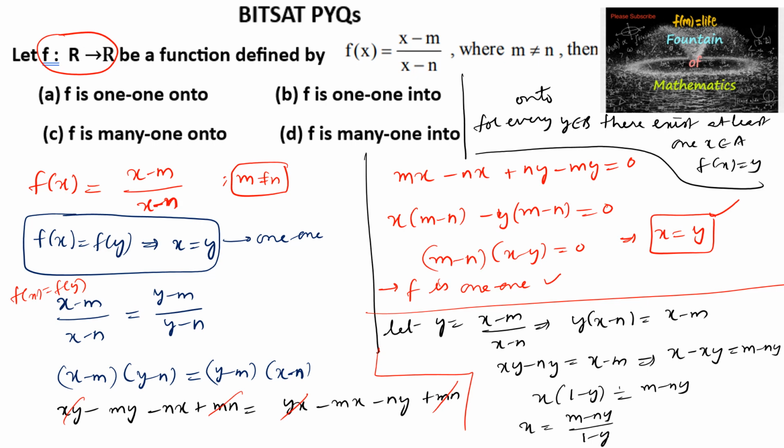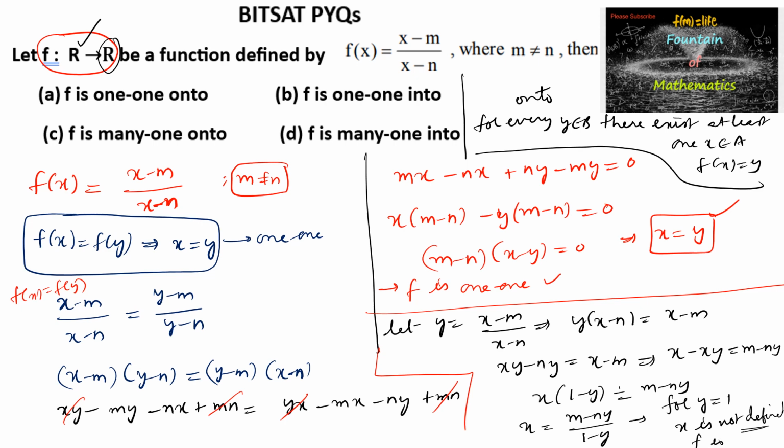So clearly we can say that for y is equal to 1, x is not defined. Since it is given that x is a real number and the codomain is also real numbers, for y is equal to 1, x is not defined. Hence there is at least one value in the real numbers, 1, for which there is no value of x such that the function is defined, and hence we can conclude that this is not onto.